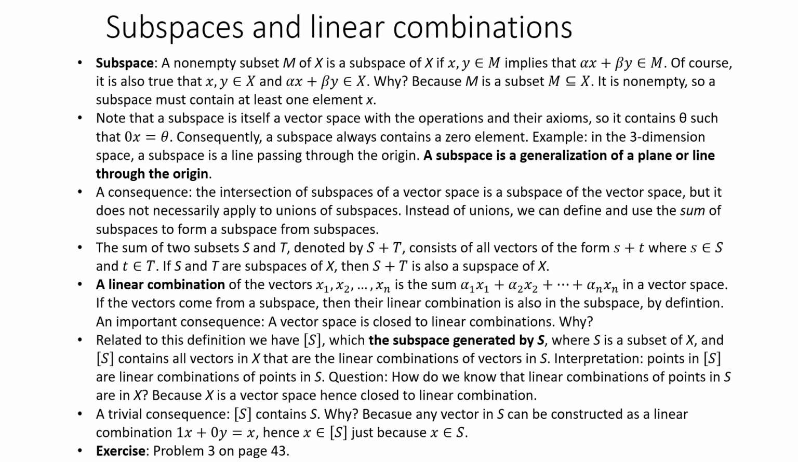So it is a linear space, so it must contain the zero element. A trivial example: in three-dimensional Euclidean space, a subspace is a line that passes through the origin. So a subspace is a generalization of a plane or line through the origin. Some consequences: the intersection of subspaces of a vector space is a subspace of the vector space, but it doesn't apply to the union of subspaces. So we cannot say that the union of subspaces is itself a subspace.